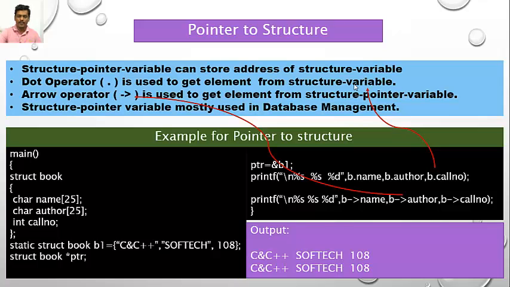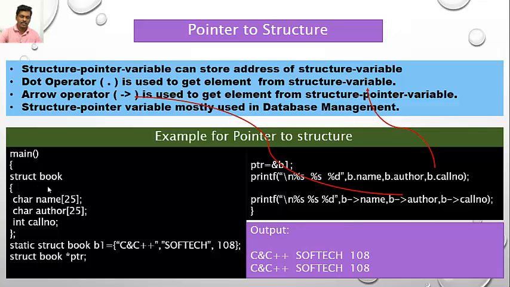If we want to get an element from the structure pointer variable, we use the arrow operator, that is hyphen greater than. So dot operator for structure variable, arrow operator for structure pointer variable. To access the elements of a structure variable, we use the dot operator. To access the elements from a structure pointer variable, we use the arrow operator.